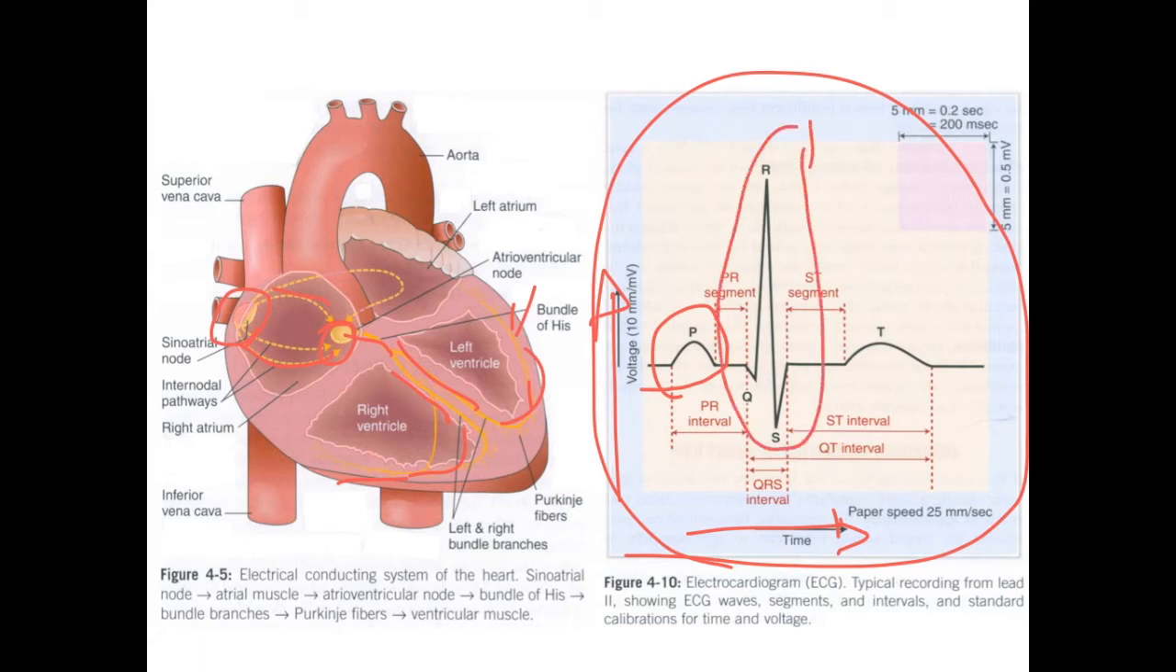QRS is a summation of the electrical activity that's going on in the ventricle itself. And then lastly, we have something called the T wave, which corresponds to repolarization in the ventricles, meaning the electrical signal going back to the baseline current.